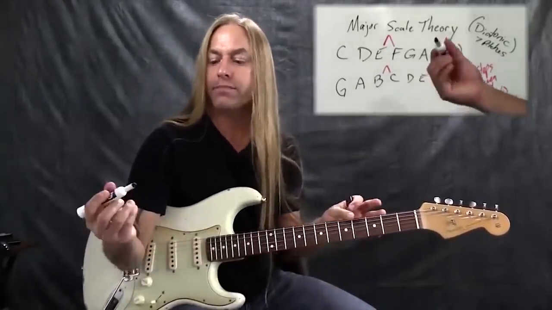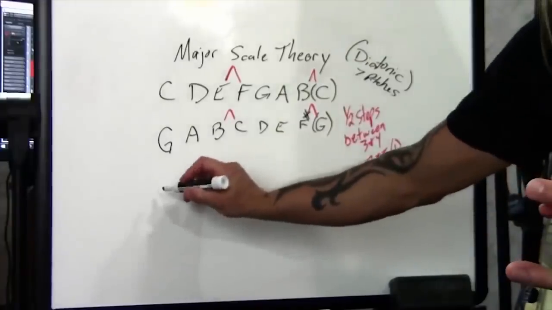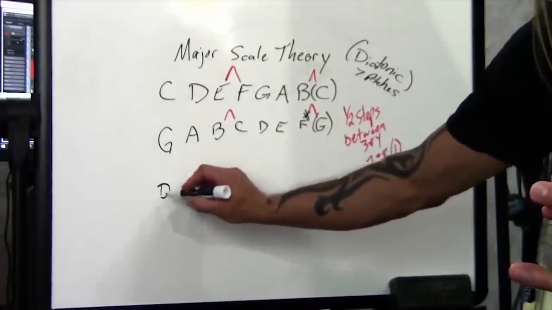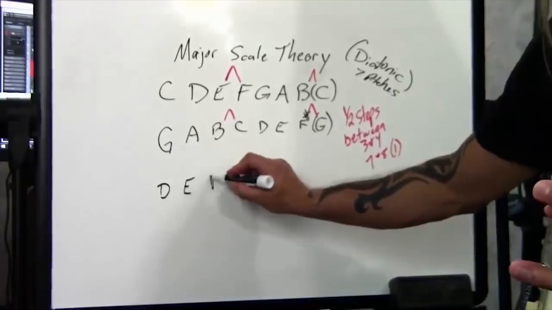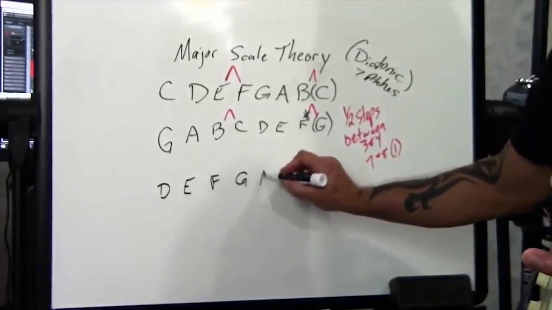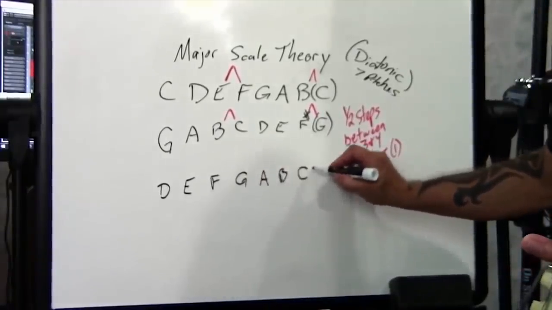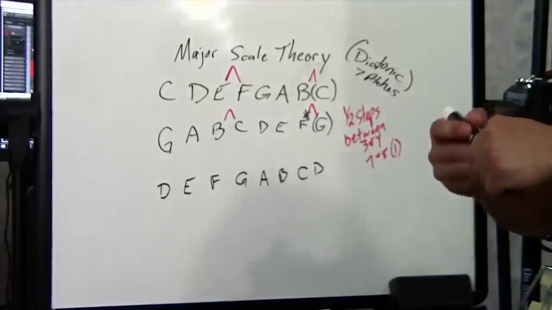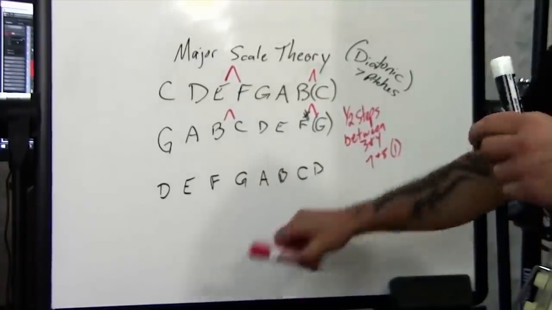Put this together. So now we're going to do the key of, let's just do the key of D, for instance. So I'm going to put D, E, F, G, A, B, C, and D. Okay? Then I'm going to put my half steps in.